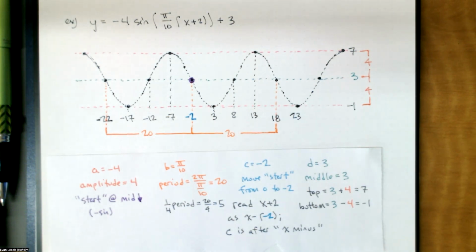So those are the eight things that we need to know. The amplitude, the middle, leads to the top and the bottom. The start, location, and which point it is. What the period is, and what a quarter of the period is. 8 things.